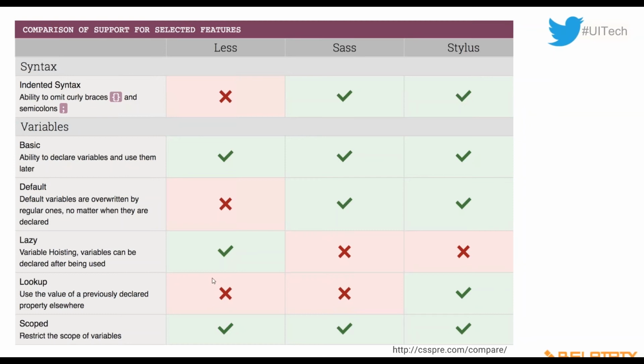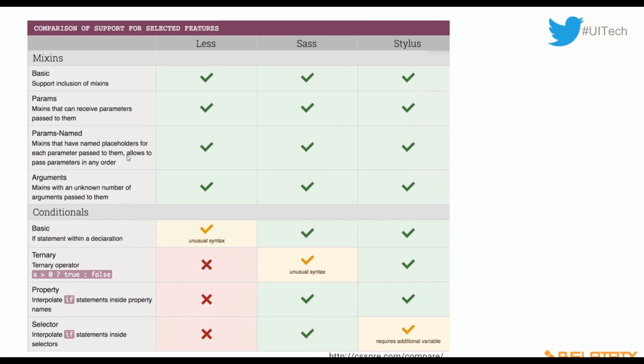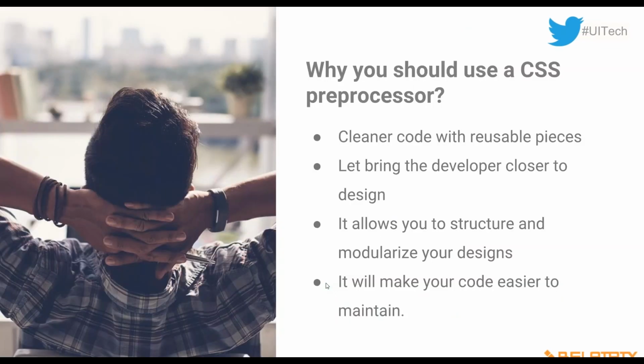Okay, that's bringing me to the end of my section. And the question is why you should use a CSS preprocessor. For me, I guess it will save you time because you will produce cleaner code with reusable pieces. It will be easier for a developer to start coding in SASS because it is familiar with some operators. And also, using import, you can structure and modularize your designs, and it will make your code easier to maintain. Okay, thank you for your attention.